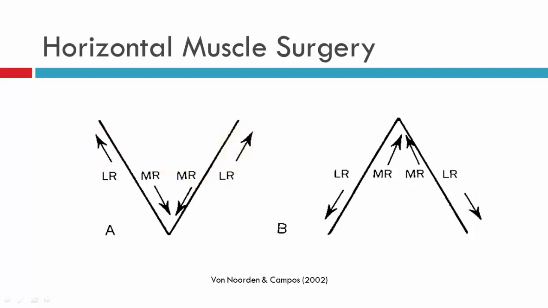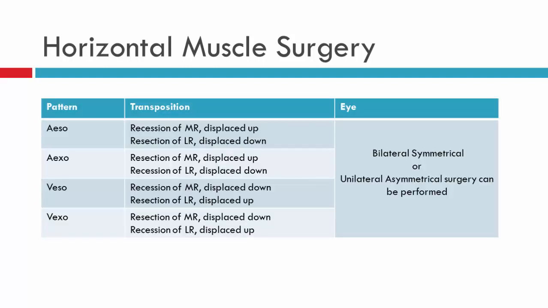Okay, on the other side we have an A pattern, and this indicates that medial recti are transposed upwards, whilst the lateral recti are transposed downwards. Now this table provides an overview of what we've just discussed in the diagram and in the previous slides. The only thing to add here is that the surgery can be bilateral or can be unilateral.